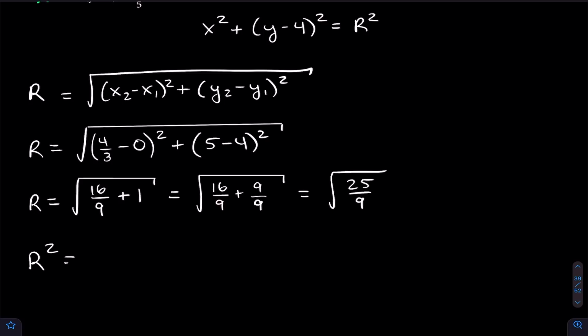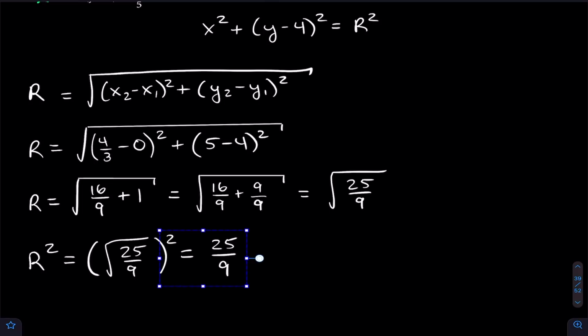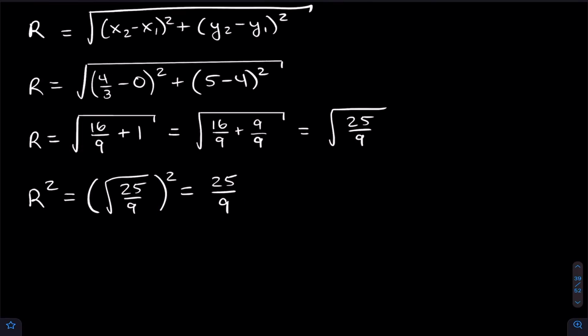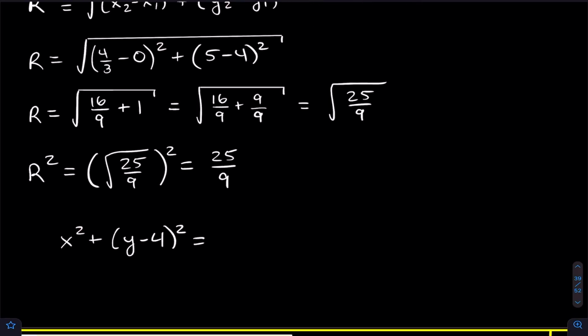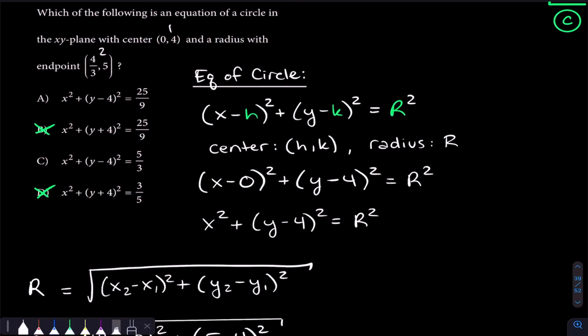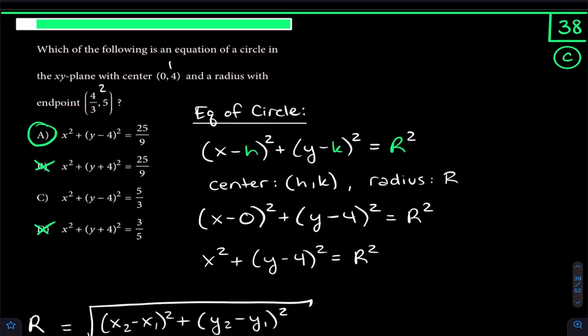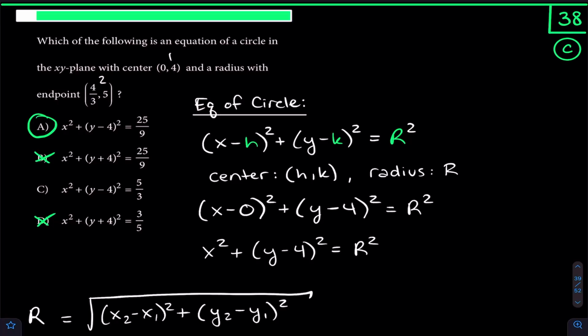For the radius squared, just square the square root and get rid of it. If you square, that cancels out with the square root, you get 25 over 9 as your r squared. And that is what you're going to be using for the equation. So your final equation is x squared plus (y minus 4) squared, remember that's what we had before, is equal to r squared, and r squared is 25 over 9. So after all that, we figured out that the answer was exactly what you would have expected it to be. It's choice A. So that is the answer for problem 38.